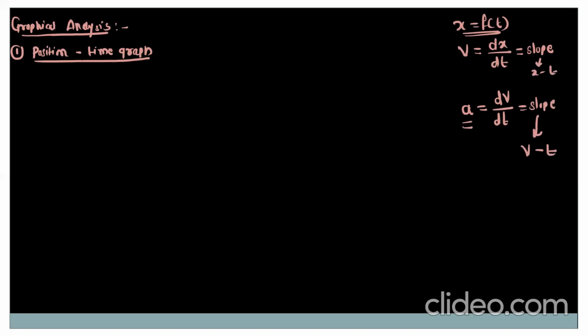So now refer, if the position time graph is given, here the y-axis is the position and the x-axis is the time. Okay. And the graph is like this.